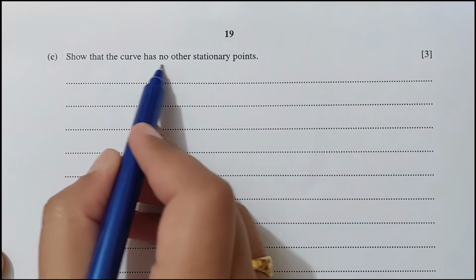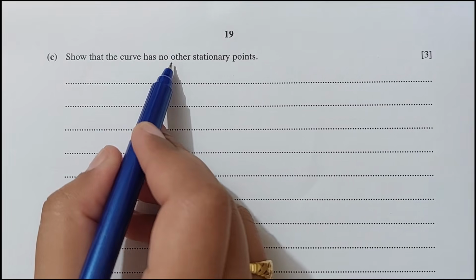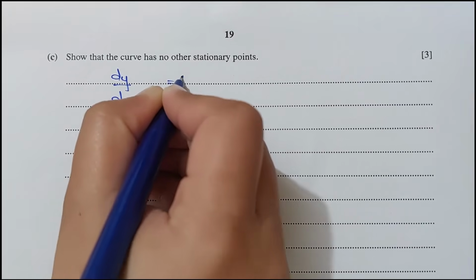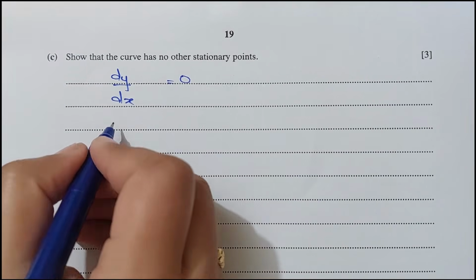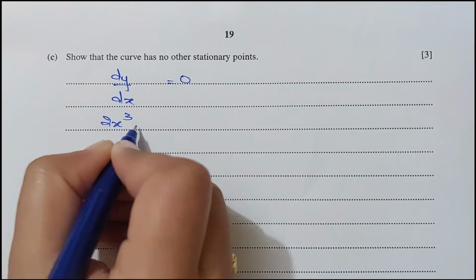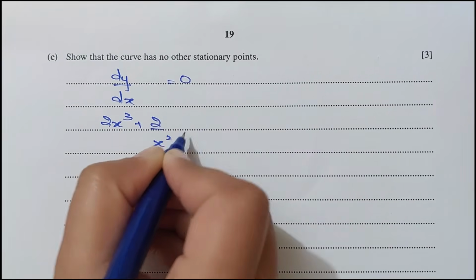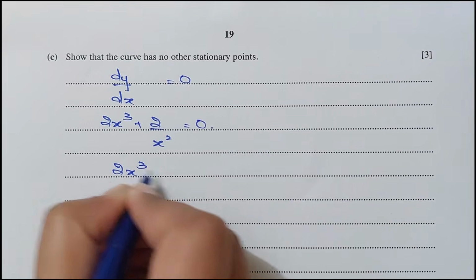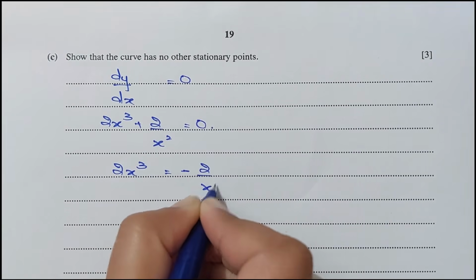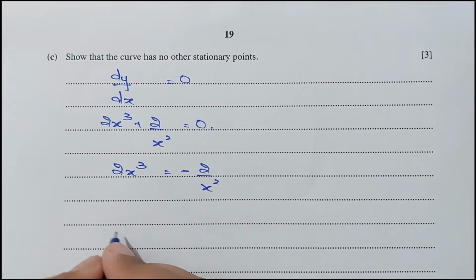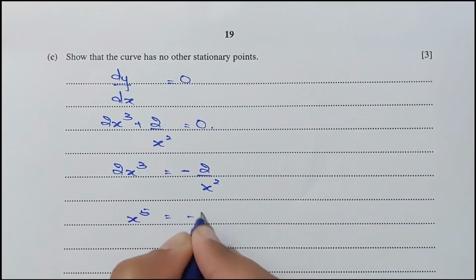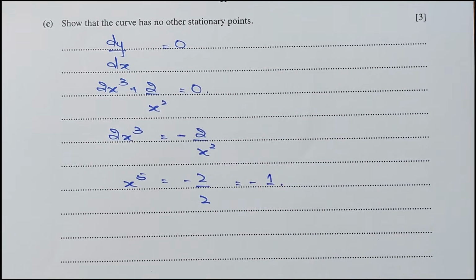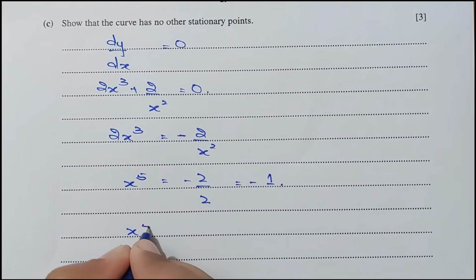Now for part C, show that the curve has no other stationary point. For a stationary point, we have to put the first derivative of the curve equal to 0. And from part B, we got the first derivative, which is 2x cube plus 2 over x square. We have to put it equal to 0 and simplify for x. So 2x cube equals minus 2 over x square. Now for cross multiplication, x power 5 is equal to minus 2 over 2, which is equal to minus 1.